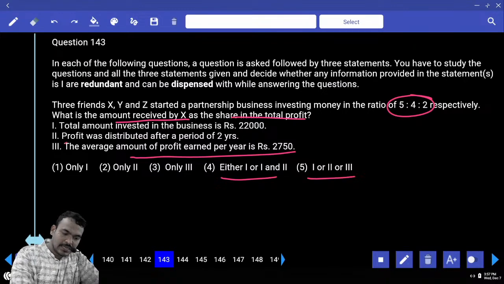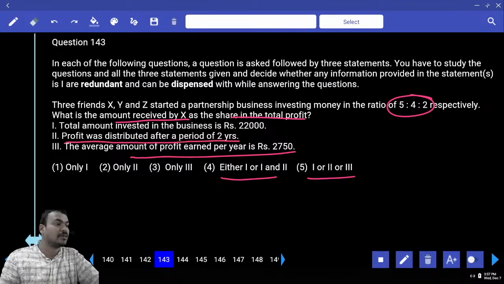But what is the second statement given? Profit was distributed after a period of how many years? 2 years. But in the third statement, what is the 1 year profit? 2750. What is the 2 years profit?